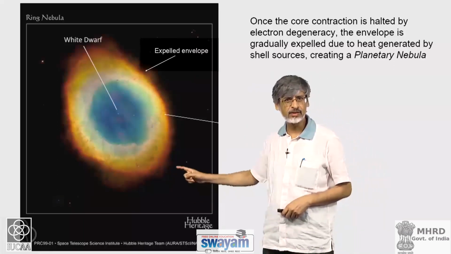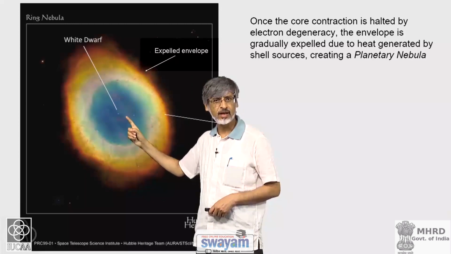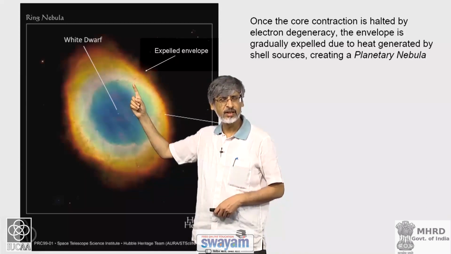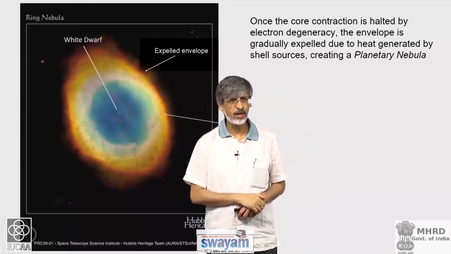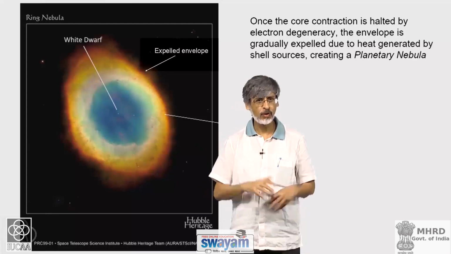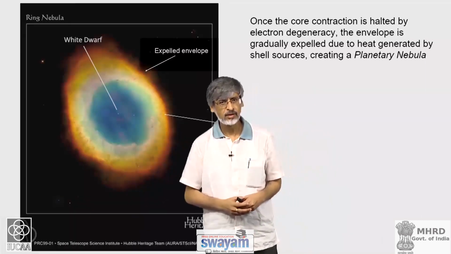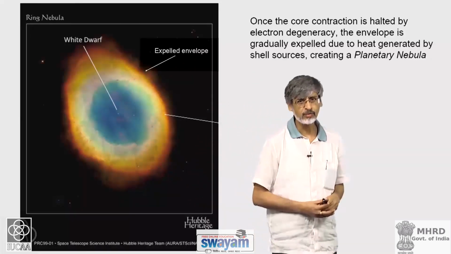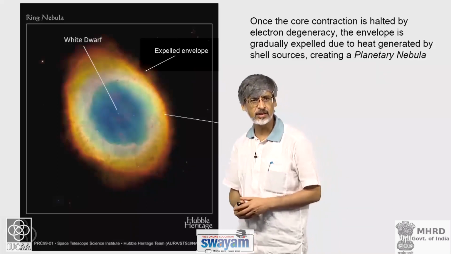a situation like this, where you have a white dwarf at the center, and what you see around it is the matter that once used to be the envelope of that star has now been expelled to form a spherical shell around it. So, this is a very well known object in the sky called the Ring Nebula, and this picture is taken by the Hubble telescope.